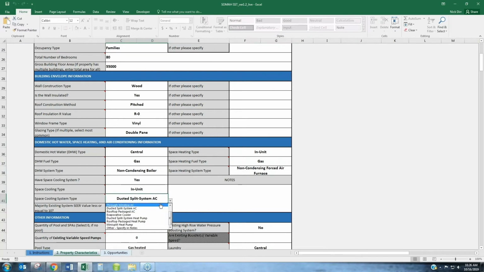Like I mentioned before, if it's a through the window air conditioner, those do not have SEER values, so you do not need to enter that additional information.